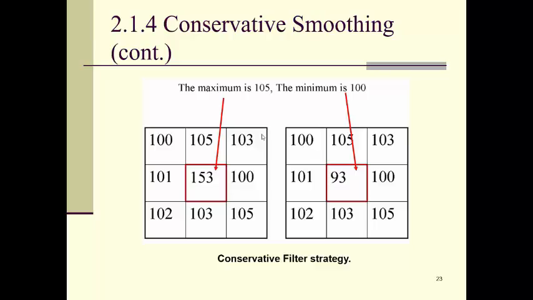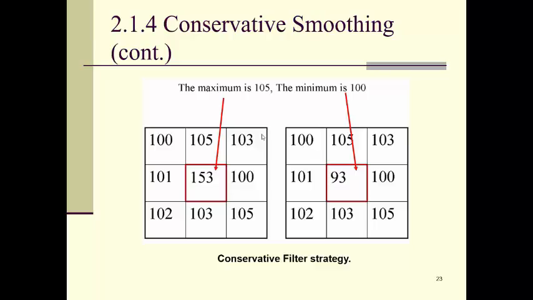So here, what is the minimum value? Here it is 100, right? And the maximum is 105. Now I will look at the pixel itself. If I find that this pixel is greater than the maximum, it will be replaced by the maximum. Like in this case, for example, if I have this pixel, it is less than the minimum, so it will be replaced by what? By the minimum. But if it is between the minimum and maximum, keep it as it is.